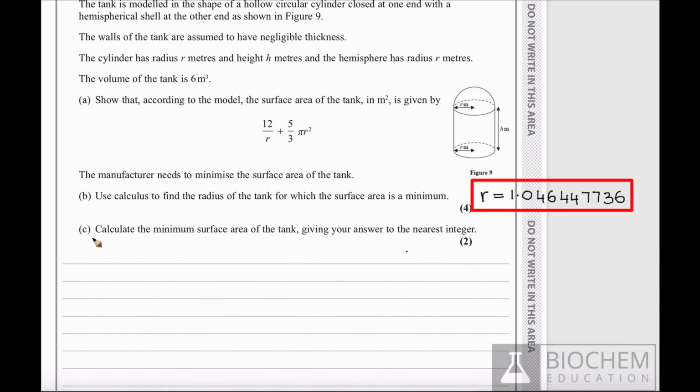Question 13, part C. Calculate the minimum surface area of the tank, giving your answer to the nearest integer for 2 marks.